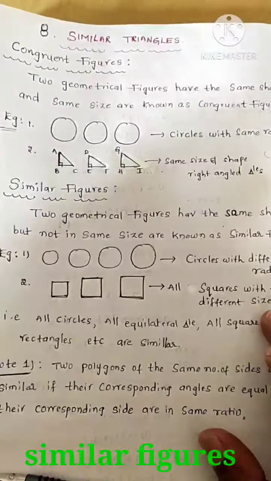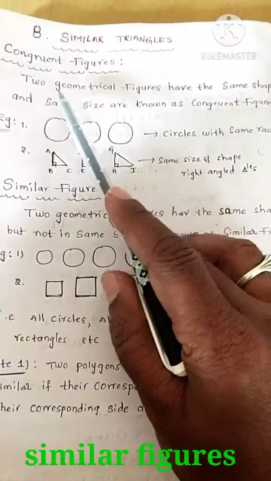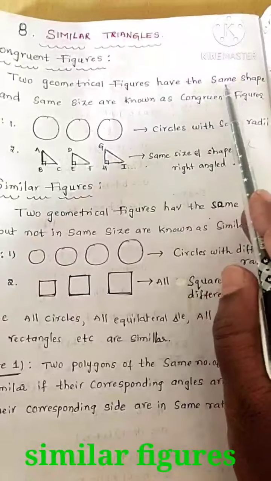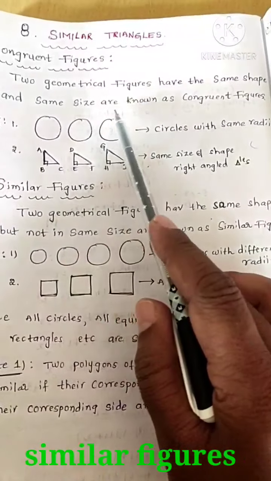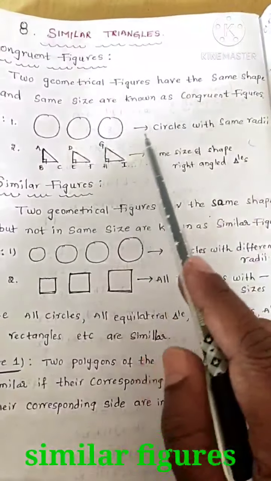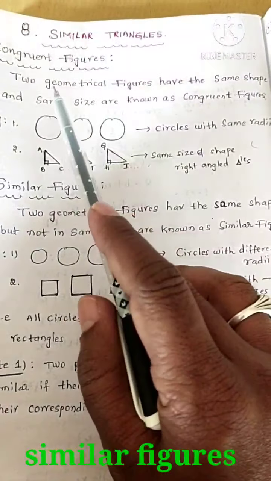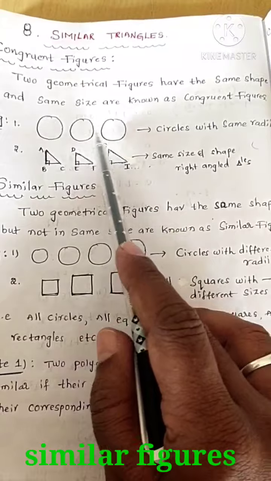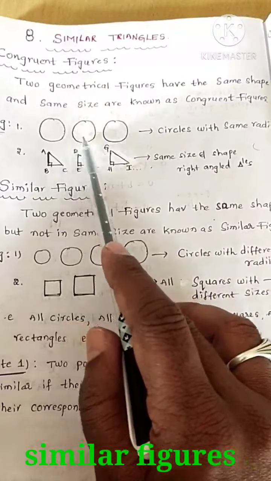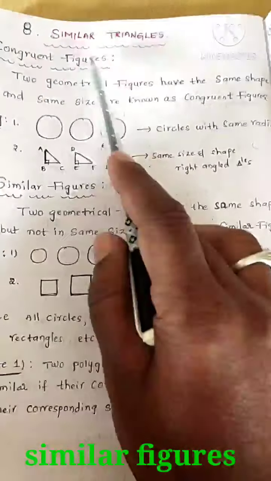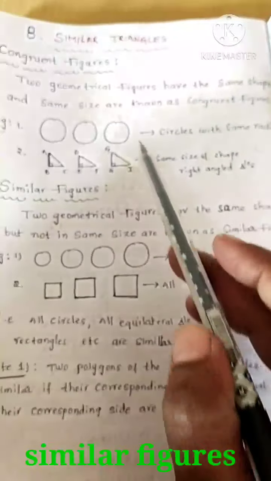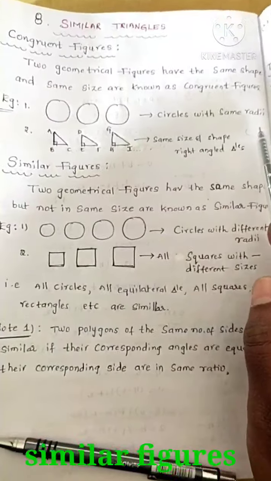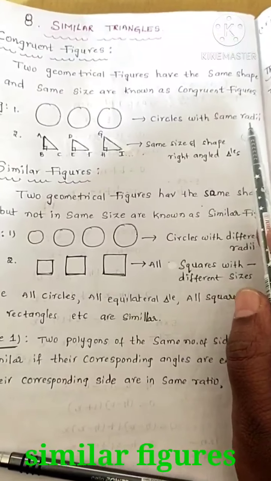Observe carefully. What are congruent figures? Two or more geometrical figures that have the same shape and same size are known as congruent figures. The same shape and same size. Example, observe the circles. Three different circles are there. Why are these congruent? Circles with the same radii are compulsorily congruent.